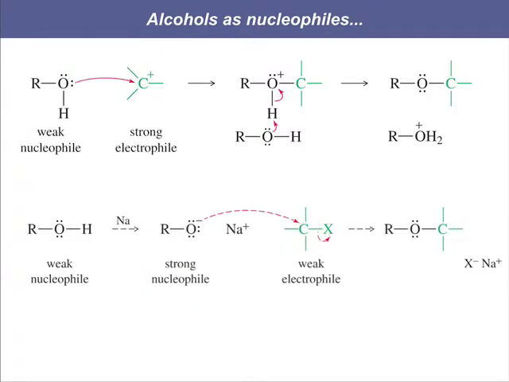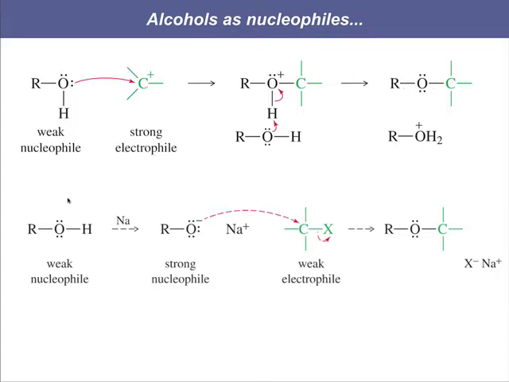Now, alcohols can be used as nucleophiles. We've seen this a lot. We've seen them used as weak nucleophiles in SN1 reactions where we have a carbocation present already, a strong electrophile. That gives us our protonated alcohol on our carbon. We remove that extra H and we have our ether, ROR.